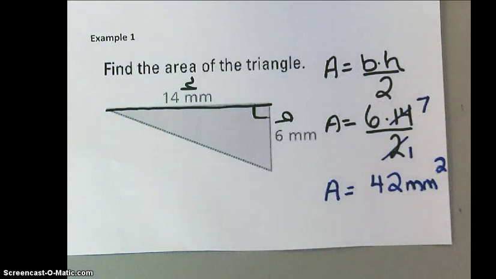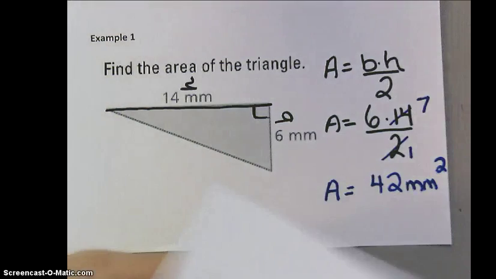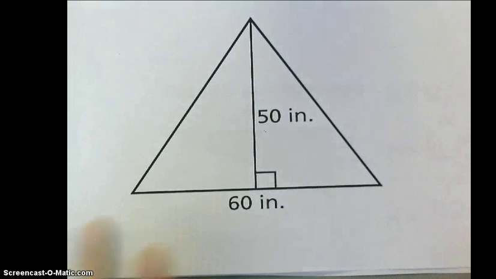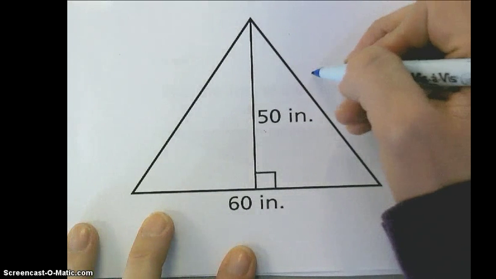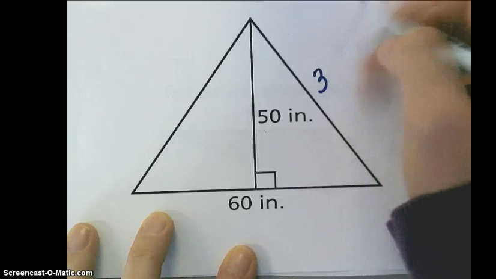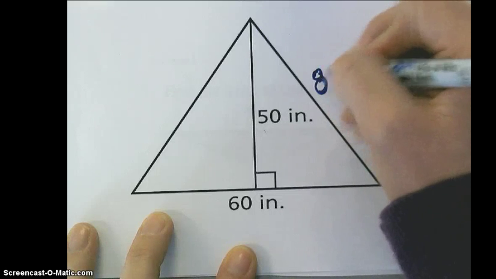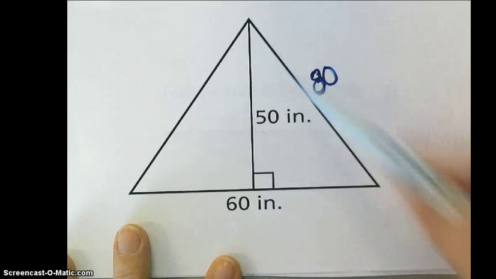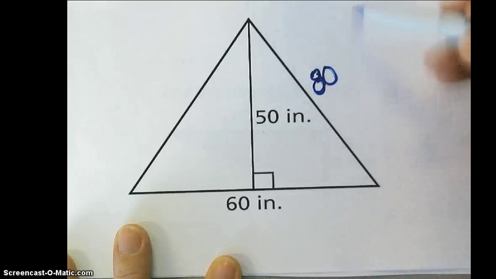So that would be the area of this triangle. Now let's look at our next example. Looking at example 2, I have to find my height and I have to find my base. Remember, if I would have thrown in a number like 30 or 80 here, you need to know that that's not the height of my triangle because that is not a perpendicular line down to my base.